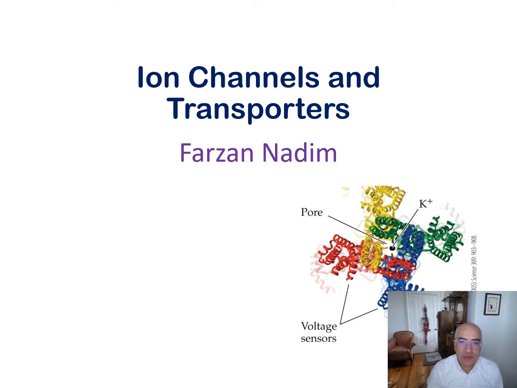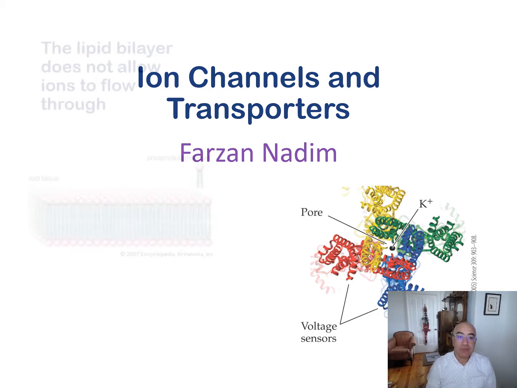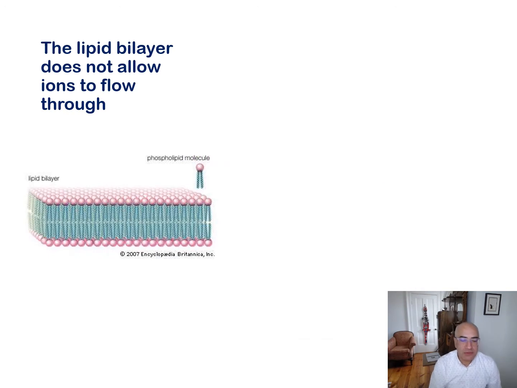This lecture is on transmembrane proteins known as ion channels and transporters. As you know, the cell membrane is made out of phospholipid molecules, which consist of a polar head and a fatty tail. And these phospholipid molecules arrange themselves in a bilayer that allows most things to stay on one side of the membrane or the other.